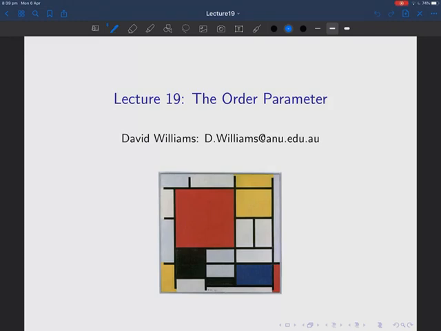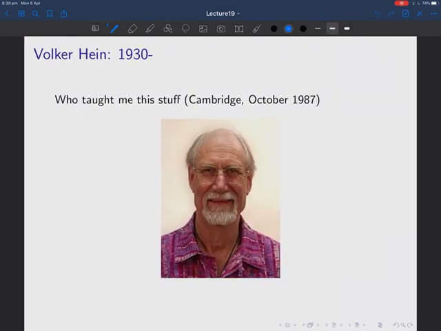So in this lecture, we're going to be looking at the order parameter and phase transitions: how to describe phase transitions, the different types of phase transitions there are, and also the kinds of theories that have been used to describe them. This is a really large topic, and we're just scratching the surface of it, but it's a very interesting and important topic.